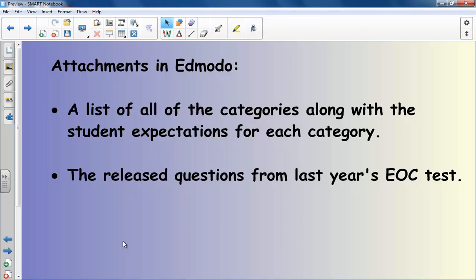So things I'm going to attach in Edmodo with this are the document with the categories, all of your student expectations on it for you to look through, and the released questions from last year's EOC. There are not very many of them, but what I have, I'm going to put up there for you to look at just to kind of see what to expect. I think you're going to see on there it's a lot more of the function notation we've been talking about, and not so much of the y equals, much more correct notation.